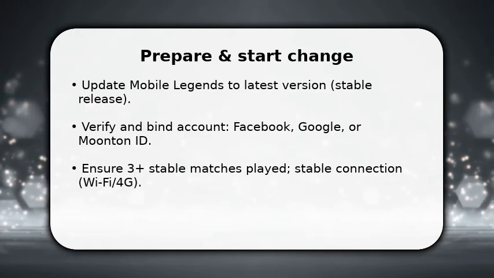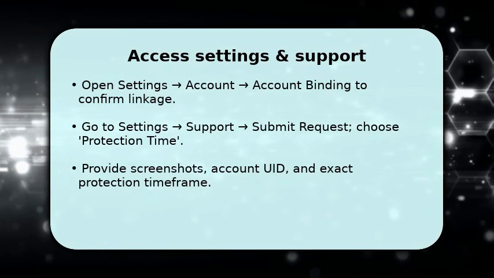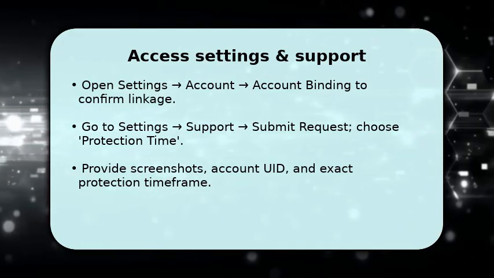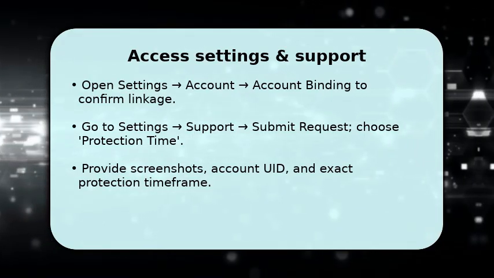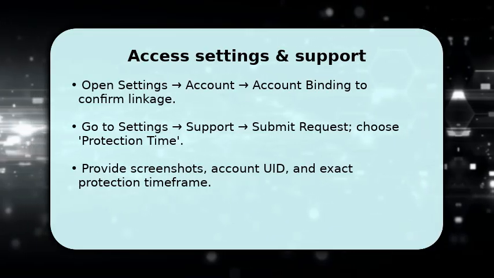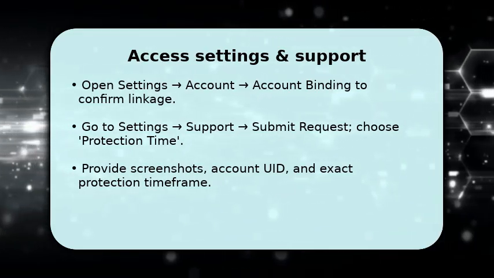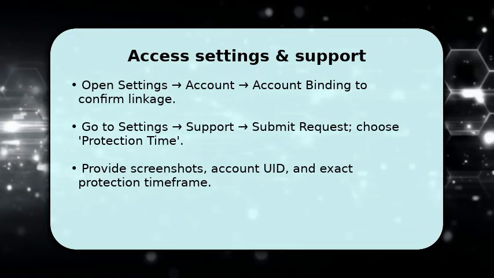You now move into the settings and support flow to request the change. Navigate to settings, confirm account binding so the system shows your linked ID. This prevents denial. Next, open support and submit a request under the category related to protection or penalties. Choose the closest matching option.